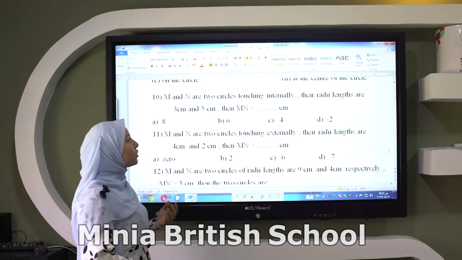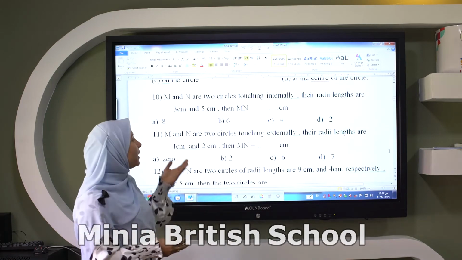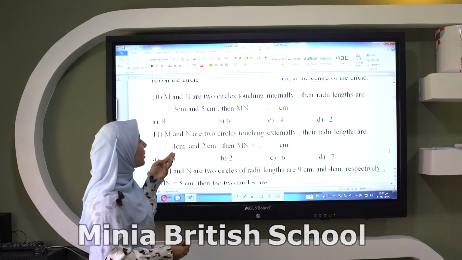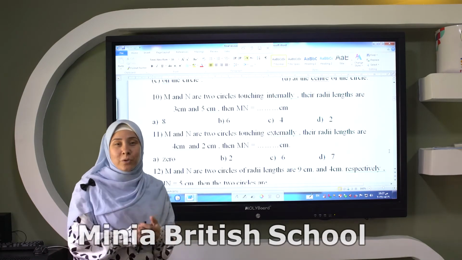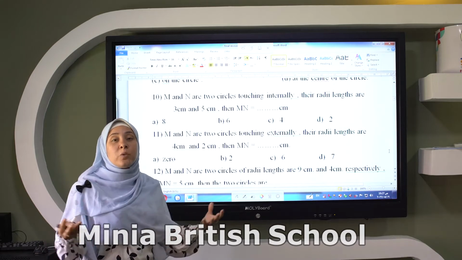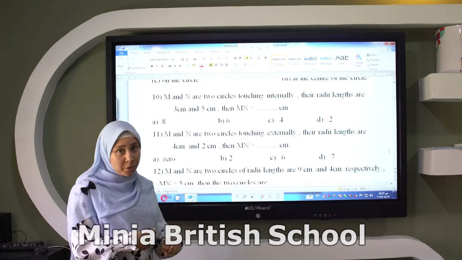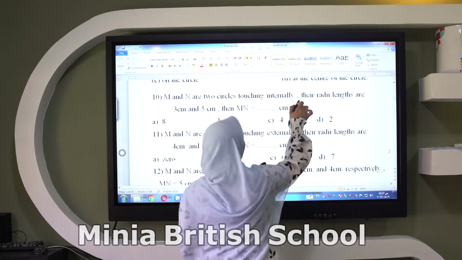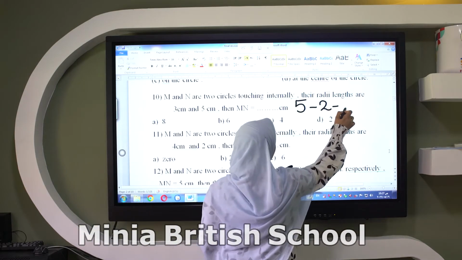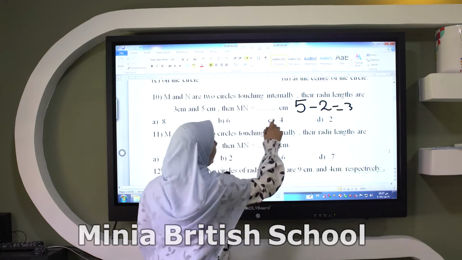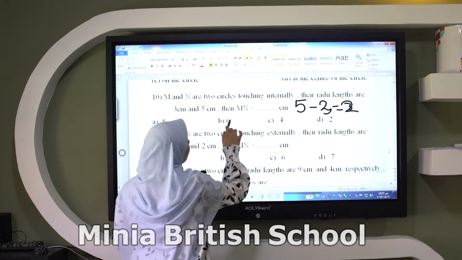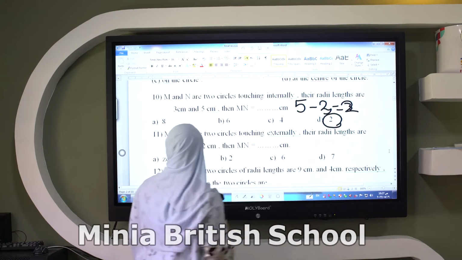Question number 10. M and N are two circles touching internally. The radii are 3 cm and 5 cm. Then MN equals what? MN here equals the difference between the two radii, because the two circles are touching internally. So 5 minus 3 equals 2. So MN here equals 2 cm.